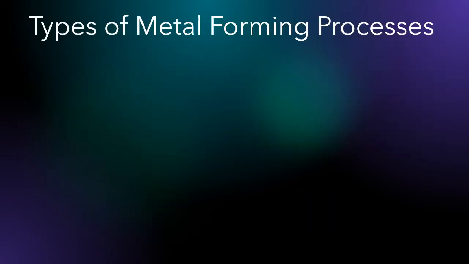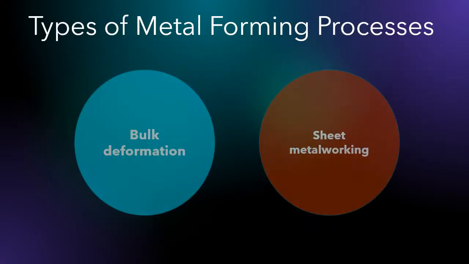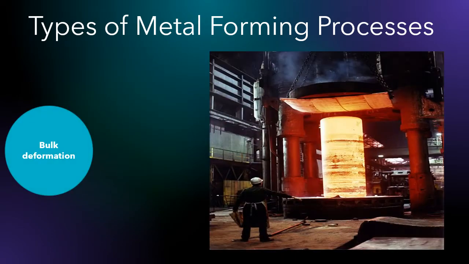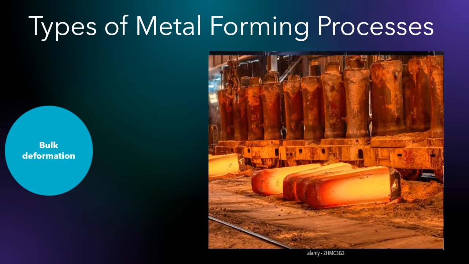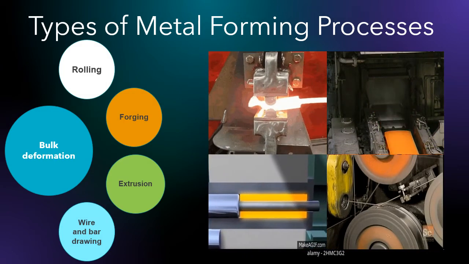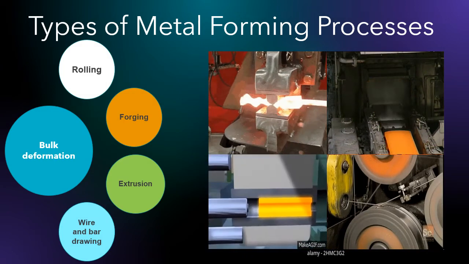Metal forming processes can be classified into bulk deformation and sheet metal working. In bulk deformation processes, work parts have relatively low surface area to volume ratios, like simple geometries of cylindrical pellets or rectangular bars. Usually there is significant deformation and massive change in shape. Examples are rolling, forging, extrusion, and wire and bar drawing.